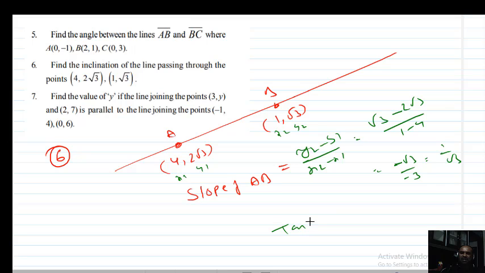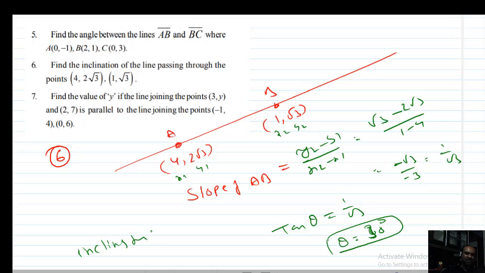So what I can say? Tan theta I can say. Tan theta equal to 1 by root 3. So theta equal to 30 degree. So what I can say? Inclination of AB is 30 degree. Inclination of AB equal to 30 degree.